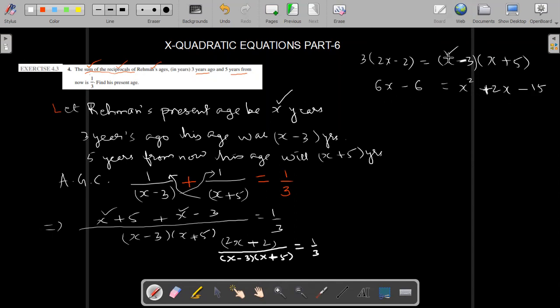Now all terms will be taken on one side. So we can write on the right hand side, with the left hand side becoming 0, x square plus 2x minus 15, and this 6x will be taken to the right hand side and become minus 6x, and the 6 becomes minus 6. Whenever one side becomes 0, we generally do it directly, but how to do it I have told you.